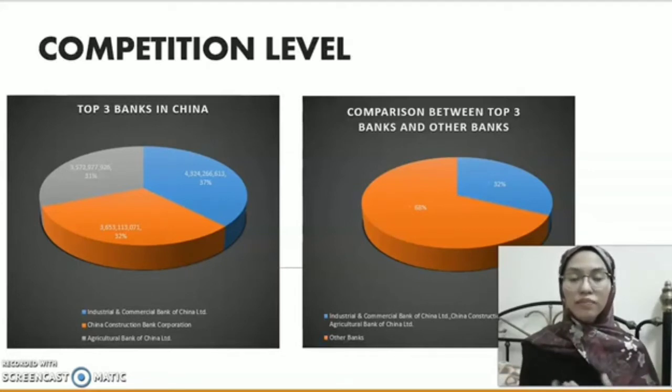This means that consumers in China have a lot of banks to choose from. They can choose which bank can give them the better service. So choosing China as a country is a good thing because we can provide the best service to cater to the consumers' needs, because the market is not being controlled or conquered by the top 3 banks in China. So customers can choose whichever bank they want.